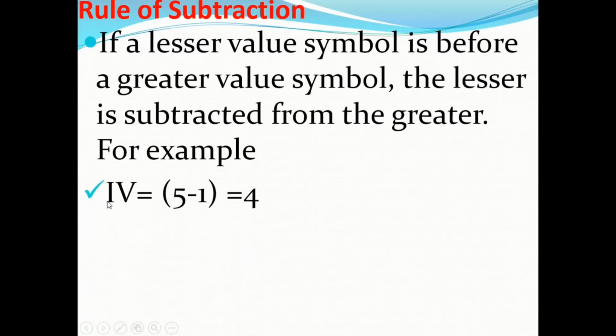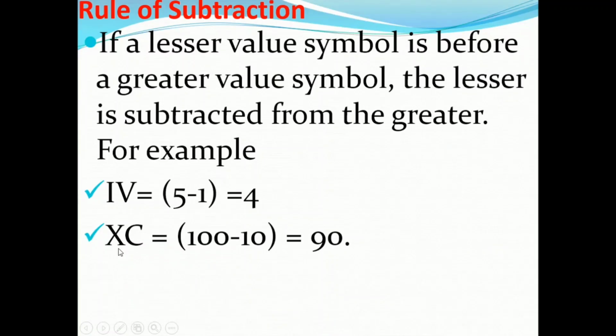For example, here we have I and V. I has value 1 and V has value 5. I is placed before the greater number, so we can subtract. So 5 minus 1 is 4. Next example, XC. X has value 10, C has value 100. X, which has lesser value, is placed before the greater value, so we can subtract. So 100 minus 10 is equal to 90.